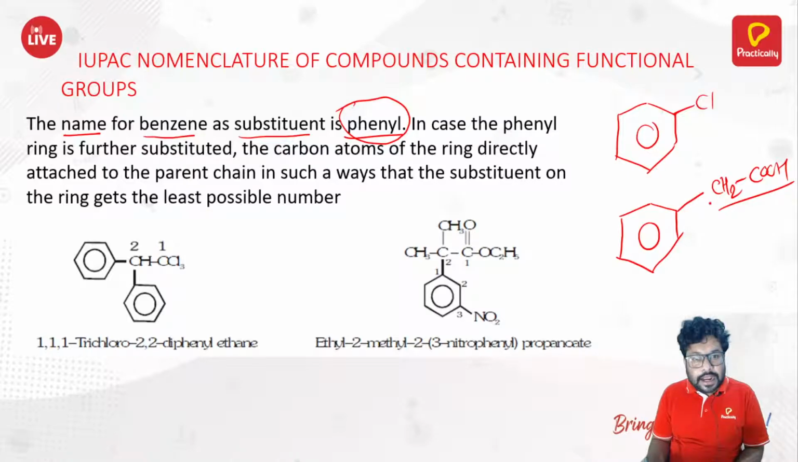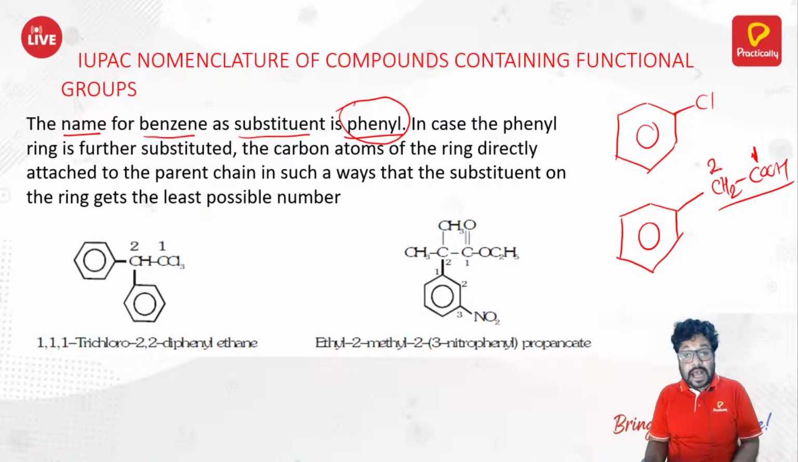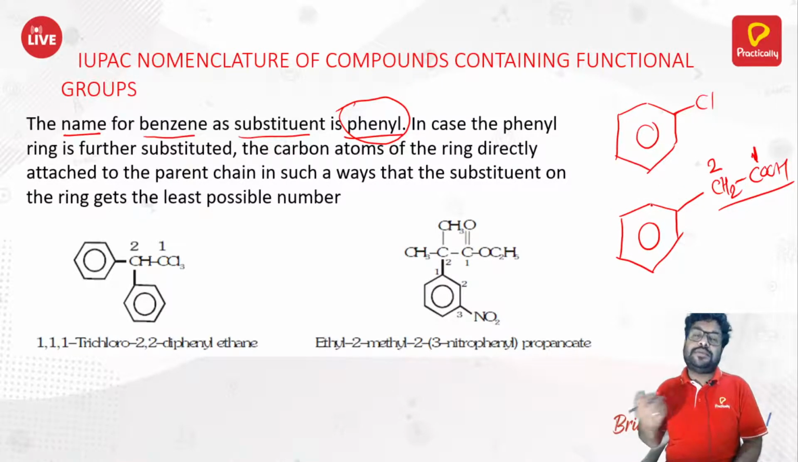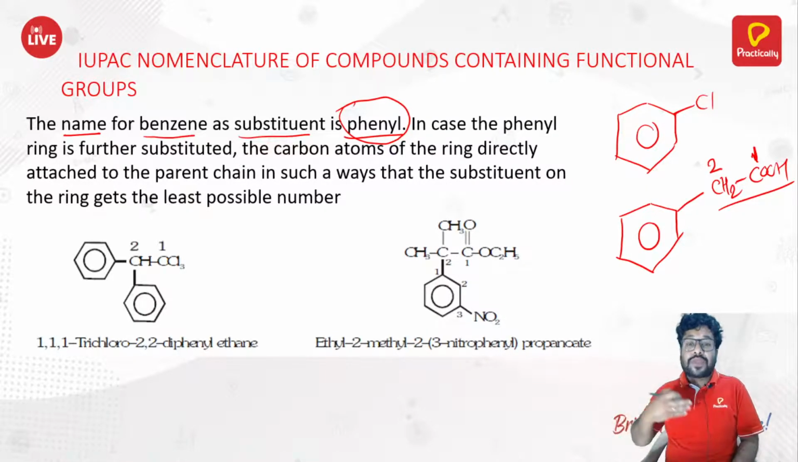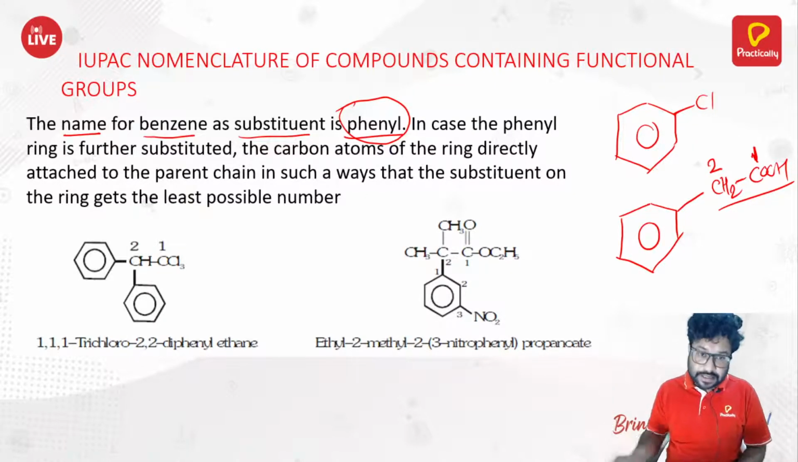And it is present at the second position here, right? Because this is your first position, 1, 2. So what do we call this? 2-phenyl ethanoic acid, because there are 2 carbon atoms in the acid, so we call it ethanoic acid. And at the second position you have the substituent. So the name is 2-phenyl ethanoic acid.